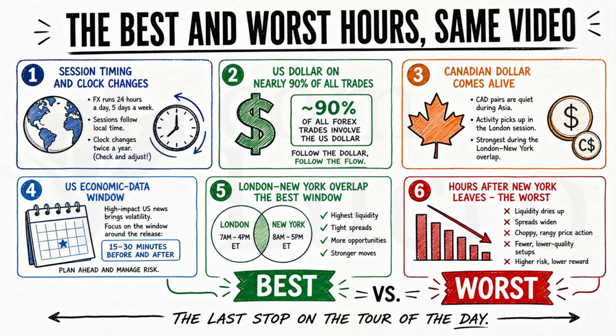By the end of this video, you'll know when this session actually runs and why its clock moves twice a year. What it means that the dollar is on one side of nearly 90% of everything. Why the Canadian dollar only really comes home in these hours. What the American data window does to the first part of the session. Why the overlap with London is the best window on the entire clock. And why the hours right after New York leaves are the worst. The best hours and the worst hours of the whole day in the same video.